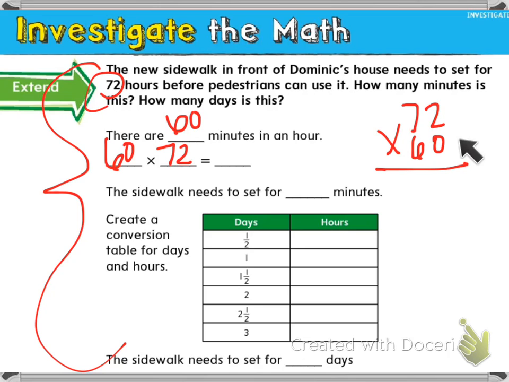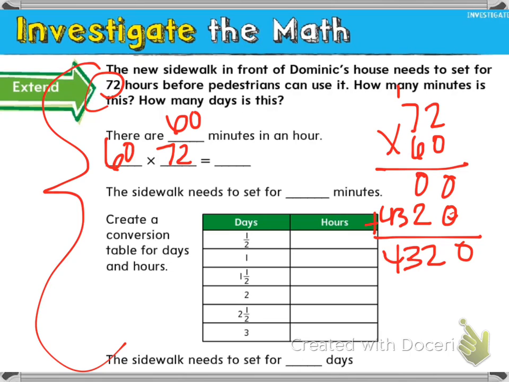Okay, we need to start right here. The 0 times 2 is 0. Then we go 0 times 7 is 0, and our placeholder. Then we go 6 times 2 is 12. 6 times 7 is 42 plus 1 is 43. Add. And we get 4,320. So the sidewalk needs to set for 4,320 minutes.